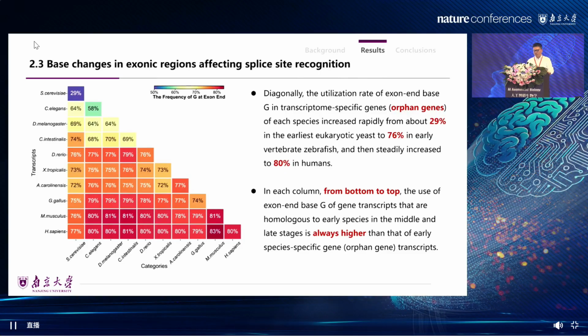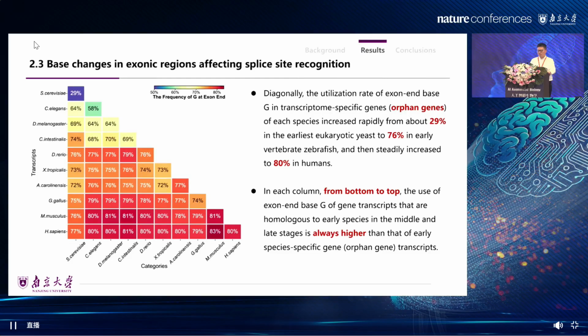This heat map shows the evolution of the terminal G usage. Look down the diagonal. You can see that in species-specific genes, or orphan genes, the G usage rapidly increased from yeast to early vertebrates and then stabilized.